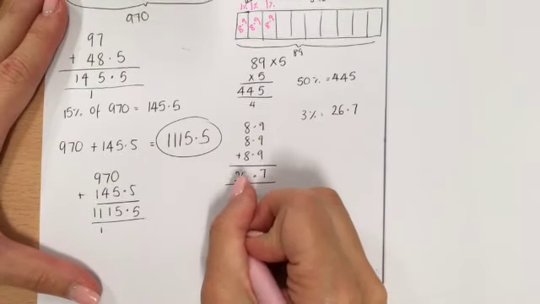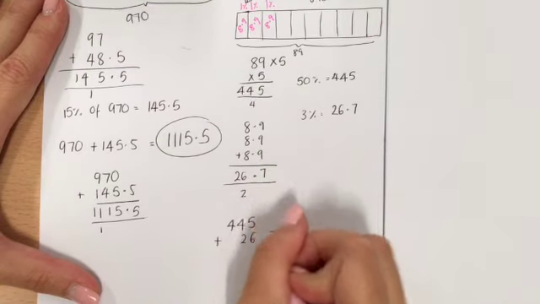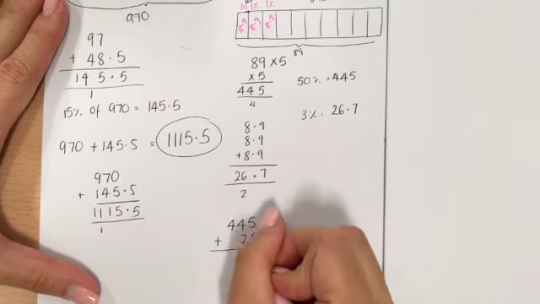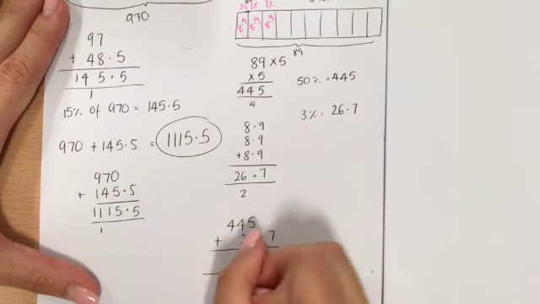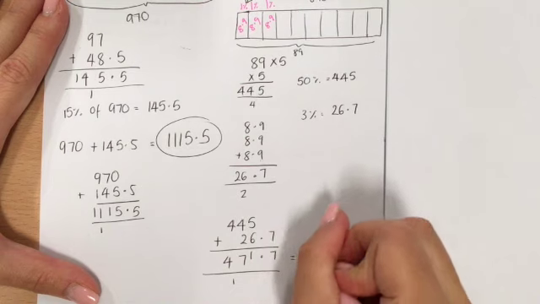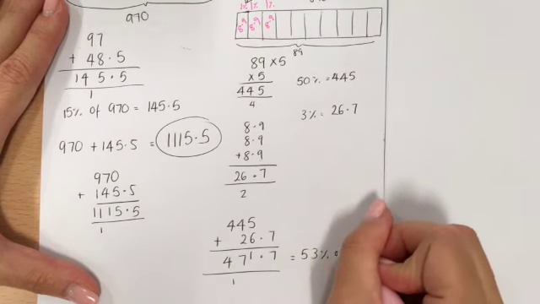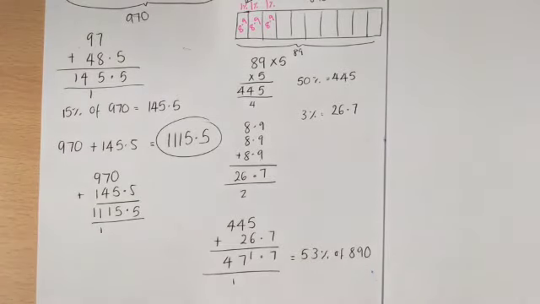So 445 plus 26.7. So 0.7, that's 11, 4, 5, 6, 7, and 4. So this is 53% of 890. The last thing we need to do now is our takeaway.